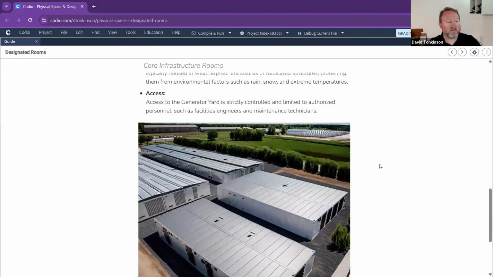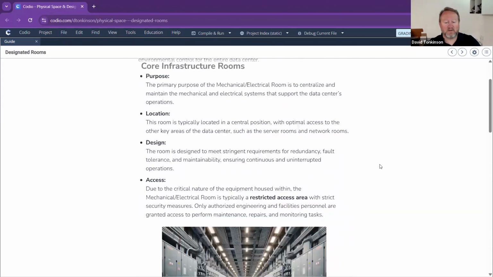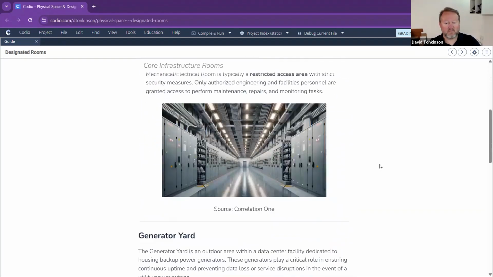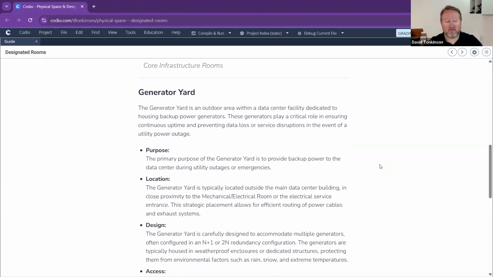Any questions about the diesel generators and the electrical room? So the core infrastructure, essentially. Good stuff. Okay, we'll tick on then.